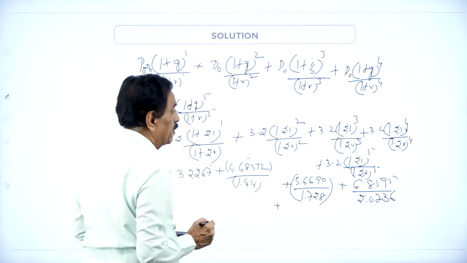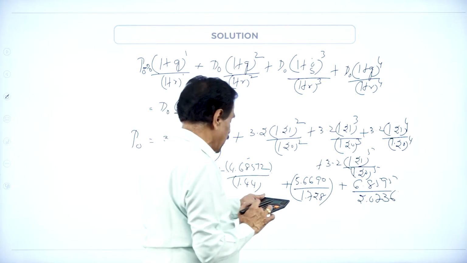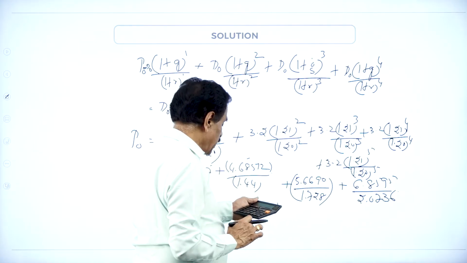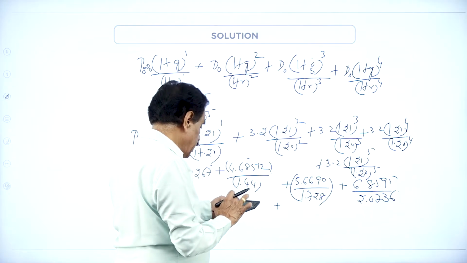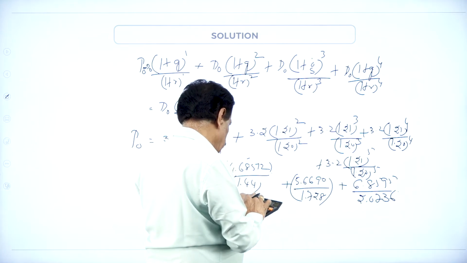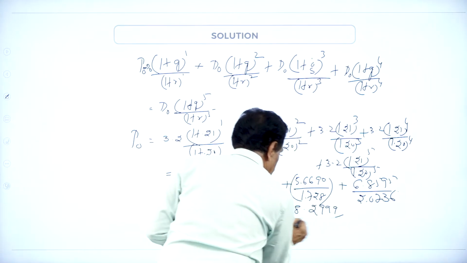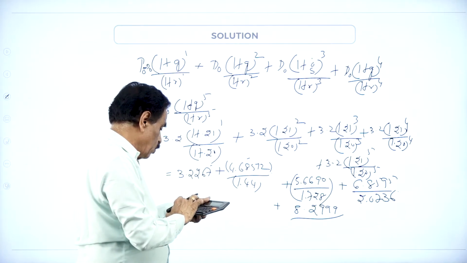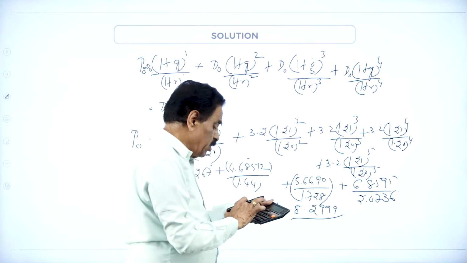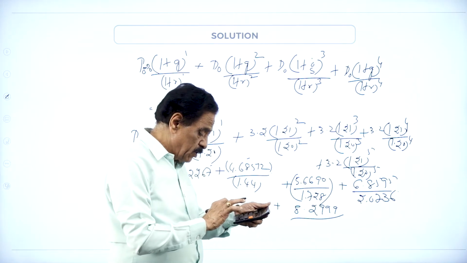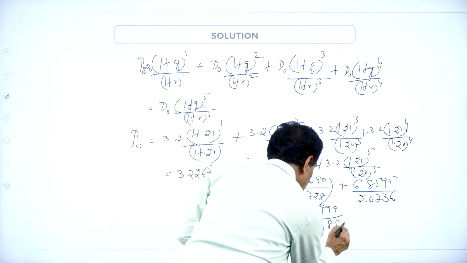Last year, fifth year. 1.21 into 1.21 second year into 1.21 third year into 1.21 fourth year into 1.21 fifth year into 3.2, 8.299 divided by 1.20 into 1.20 into 1.20 three times into 1.20 four times into 1.20 fifth time, 2.4883.